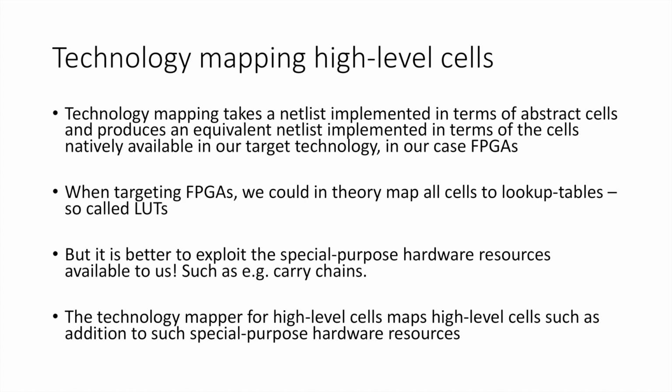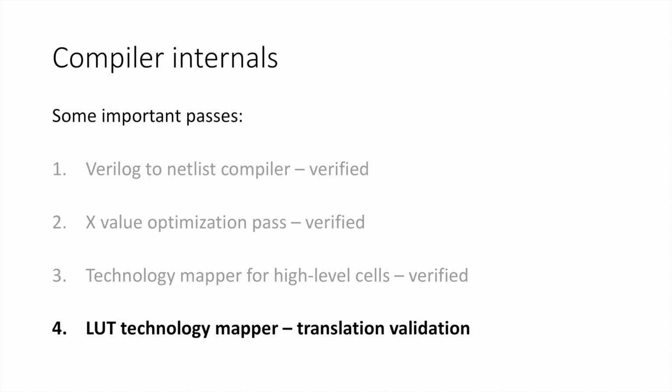The mapper takes high-level cells, such as addition or equality checking, and maps them to the special purpose hardware resources available in FPGAs. And after the first technology mapper is done, a second technology mapper is run to map all the cells not already mapped by the first mapper. So let's look into that mapper also.